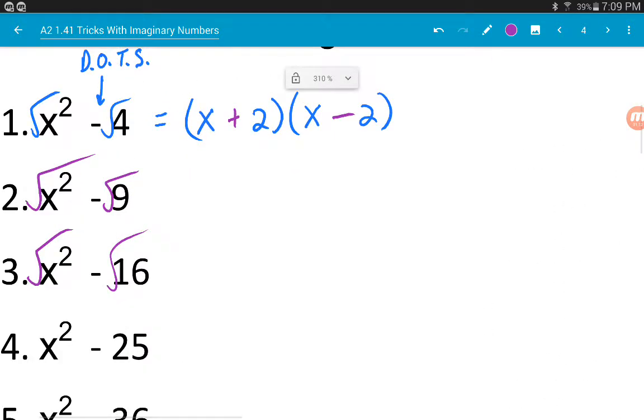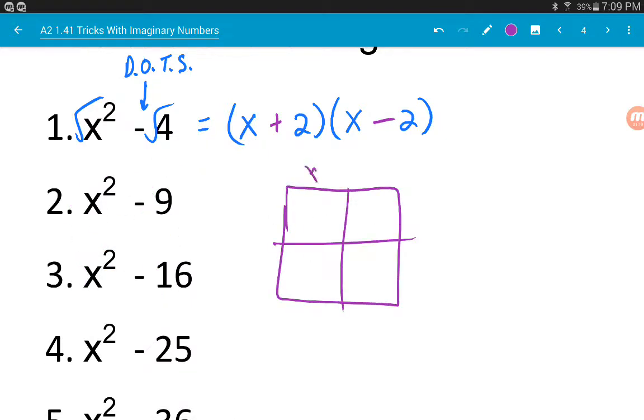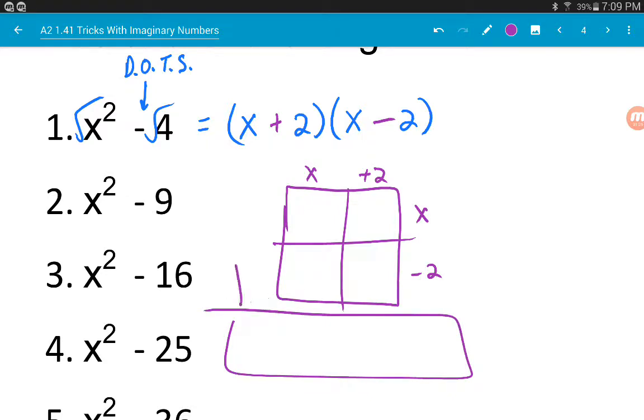If I really want to check this, by the way, to make sure that these are equal for number 1, I could take a box method, and I could multiply x plus 2 times x minus 2, and I would find that when all was said and done, it would be equal to that right there.